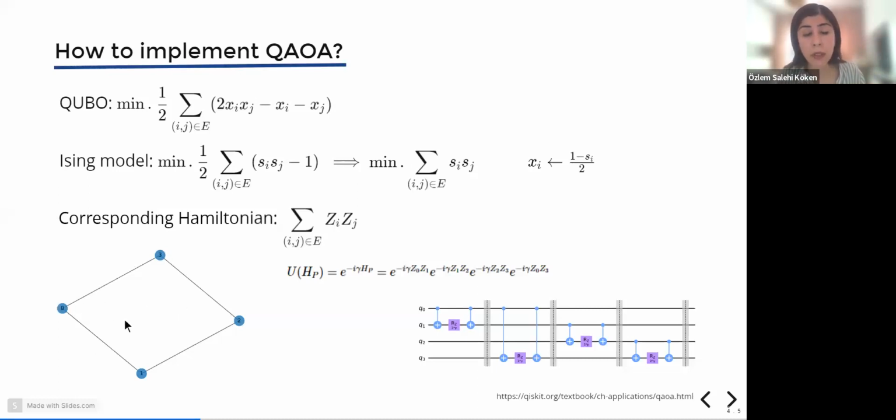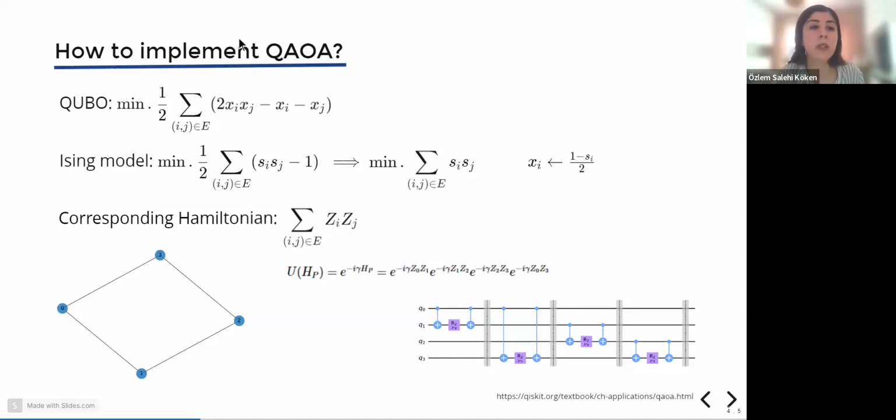For this problem, this is the corresponding QUBO formulation. Here, each variable xi represents one of the nodes. It can be 0 or 1. If at the end of this optimization procedure, say x3 is 1 and x2 is 0, this means node 3 is in group 1 and node 2 is in group 0. Remember, we were to separate those nodes into 2 groups.